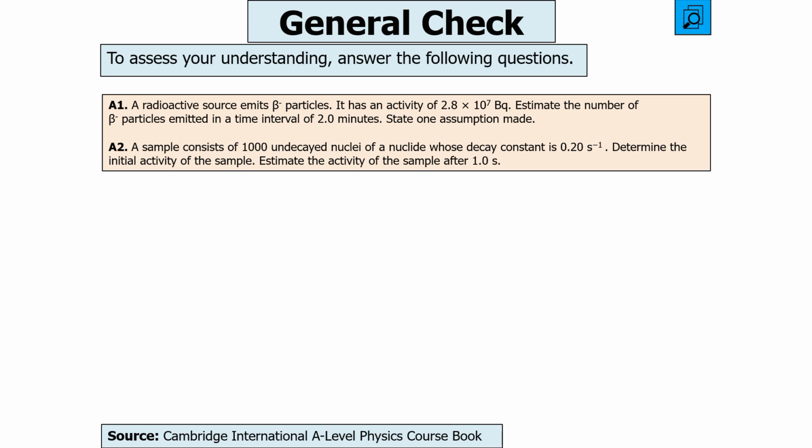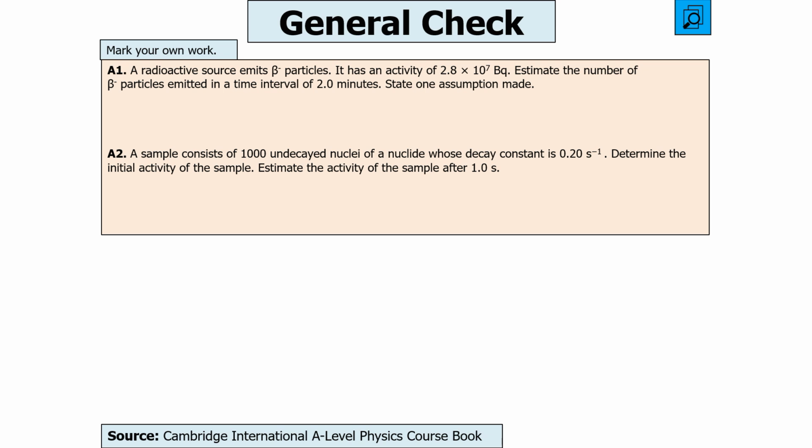Then a sample of 1,000 undecayed nuclei of a nuclide whose decay constant is 0.20 seconds to the minus 1. Determine the initial activity of the sample. Estimate the activity of the sample after 1 second. So pause the video now, then unpause the video when you want to go through your answer.